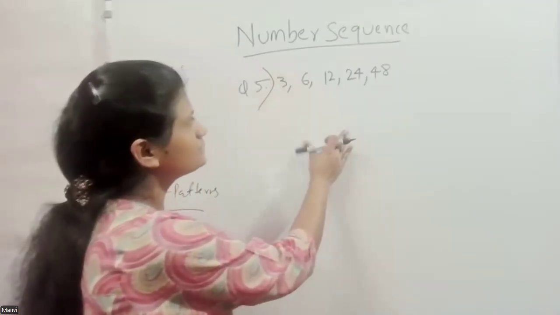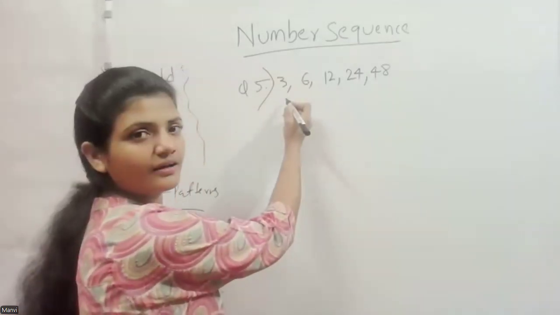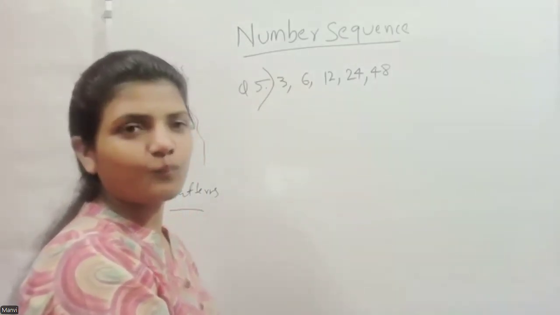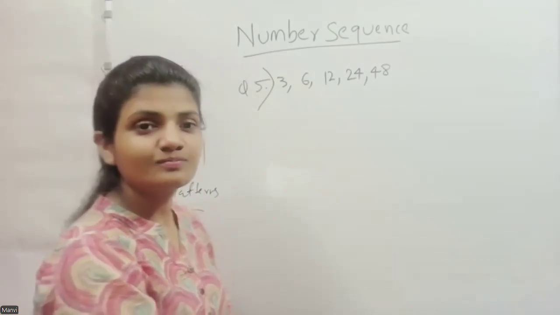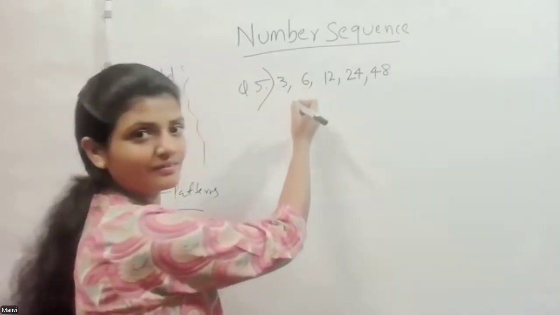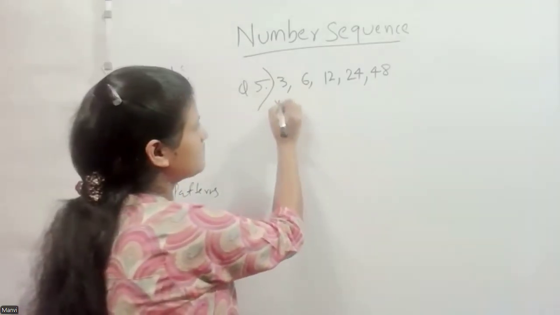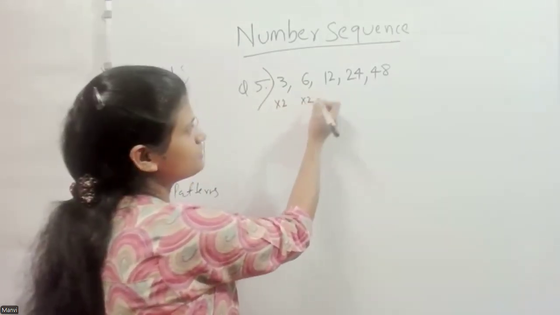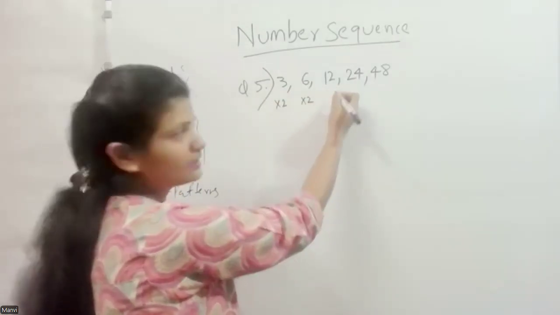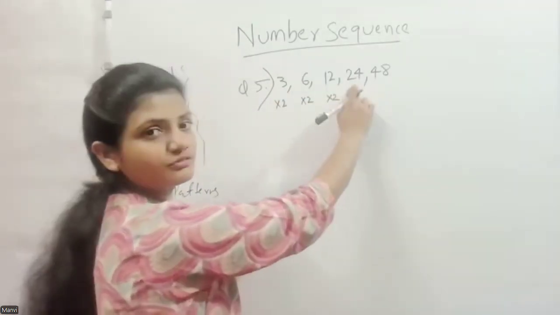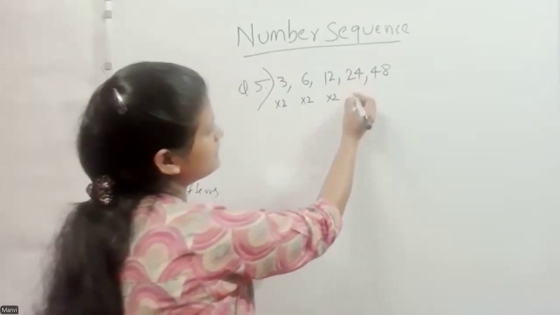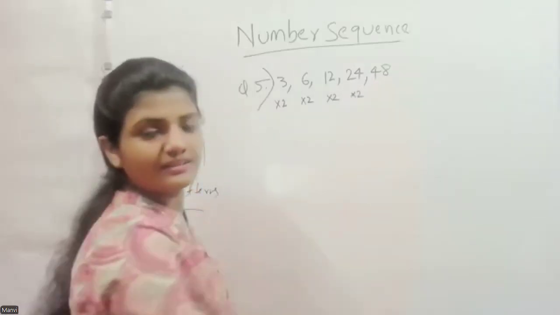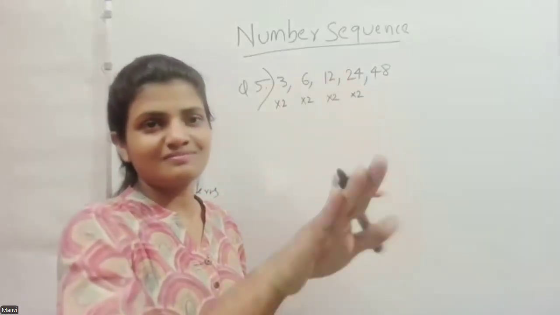What happened here is, you double it. So 3 doubled is 6. So you do 3 times 2 equals 6, and then 6 times 2 equals 12. 12 times 2 is 24. And if you multiply 24 with 2, we got 48. And then 48 times 2 is 96.